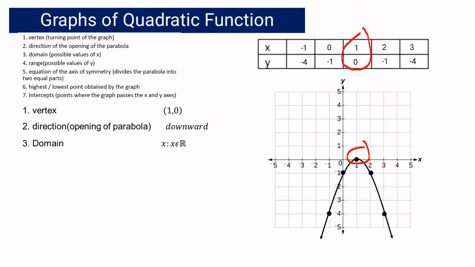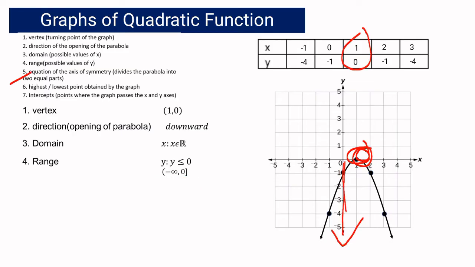And then for our range, the possible values of y, since our vertex is here, our range will be from 0. And since it is downward, it is from 0 and all the numbers less than 0 going to negative infinity. That is why the range is y such that y is less than or equal to 0, or in interval notation, from negative infinity up to 0.